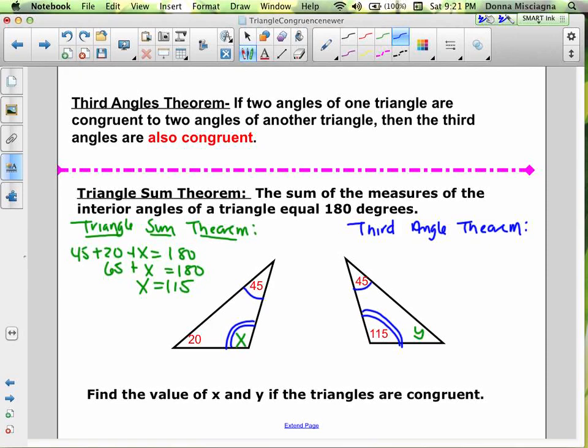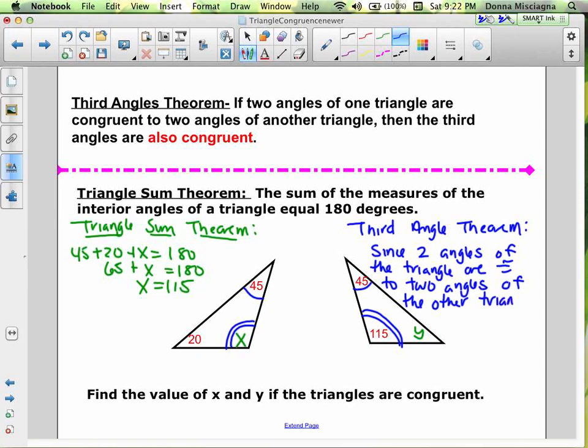Using third angle theorem, we want to find the measure of y. Since two angles of the triangle are congruent to two angles of the other triangle respectively. And the reason I'm using the word respectively isn't necessarily that the triangles have a lot of respect for one another, but rather we want to make sure we're stating that the corresponding angles go together respectively. So if two angles of the triangle are congruent to two angles of the other triangle respectively, using third angle theorem. Well, what the heck? That was not very respectful.